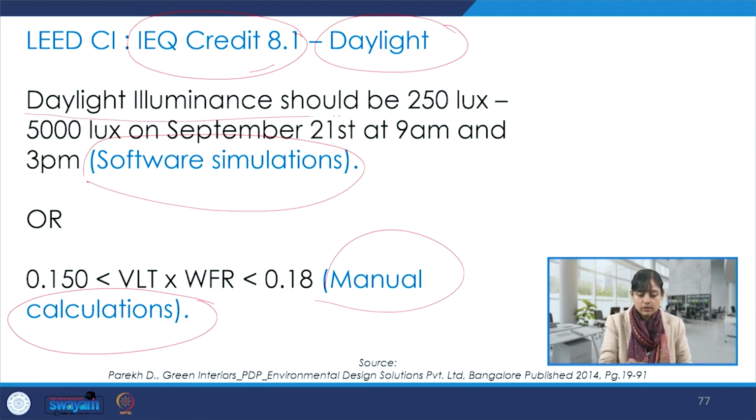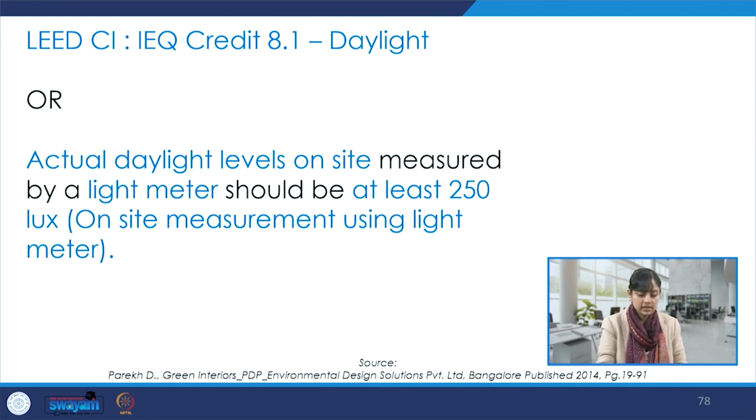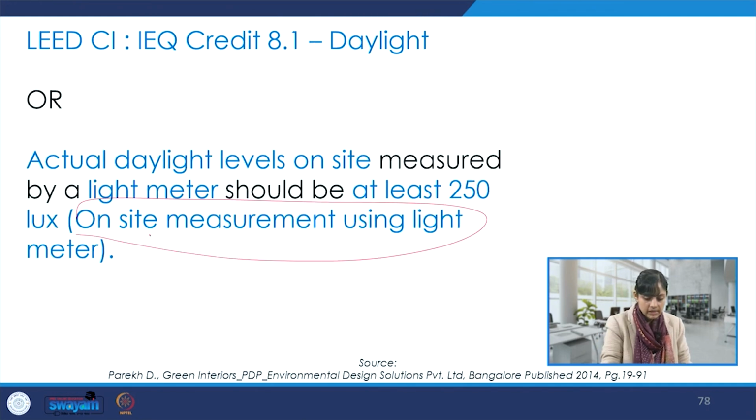So daylight illuminance should be 250 lux to 5000 lux on September 21st at 9 a.m. and 3 p.m. And these are taken as base values and references for software simulations. Then there is this equation for manual calculations. I'm not going into too much detail, but this can be done easily. Then there is on-site measurement using a light meter.